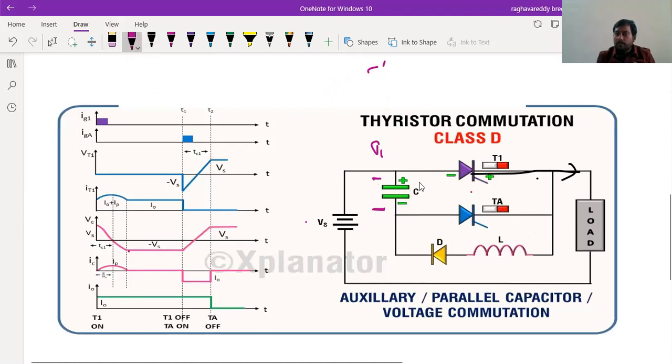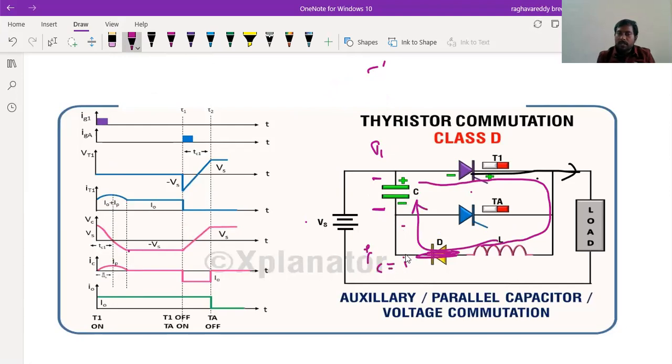So the capacitor current is in this direction. Inductor and diode will be forward biased and short circuited, so only the inductor and capacitor remain. So the capacitor current is nothing but the inductor current. So this current is sinusoidal. IP is nothing but the peak value of the current in the capacitor.